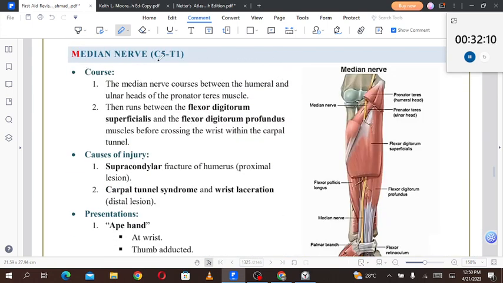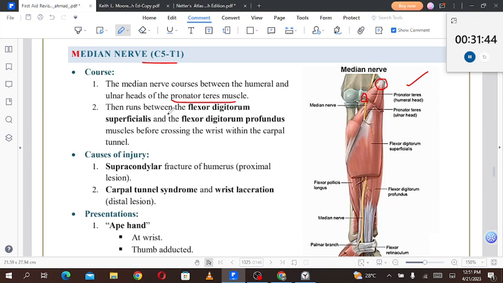Moving forward to the median nerve, that is coming from the C5 to T1 root value. Course: the median nerve courses between the humeral and the ulnar head of the pronator teres muscle. Where is the pronator teres? Here we have the pronator teres. So between the humeral end, and then here we have the ulnar head. So between the humeral and ulnar head, the median nerve is passing.